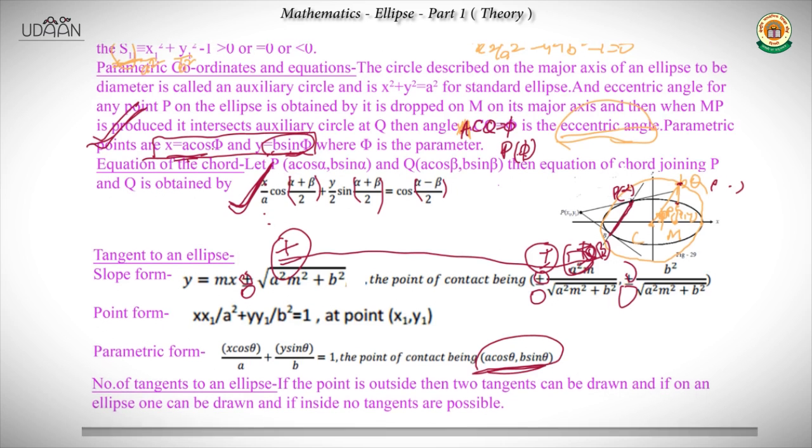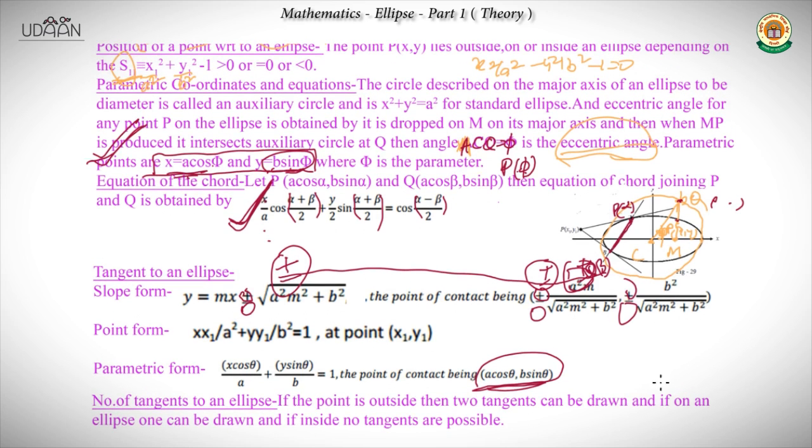Next, the number of tangents to an ellipse. If the point is outside, two tangents can be drawn to the ellipse. If it's on the ellipse, one. Inside, none. How? When we solve this equation, we get a quadratic equation in m.